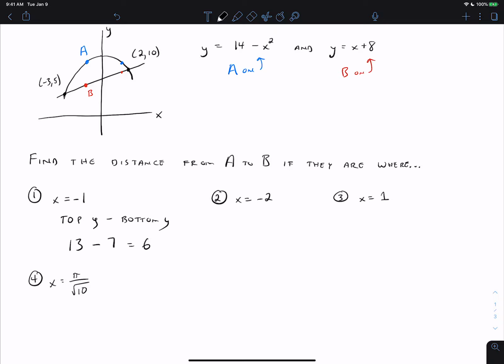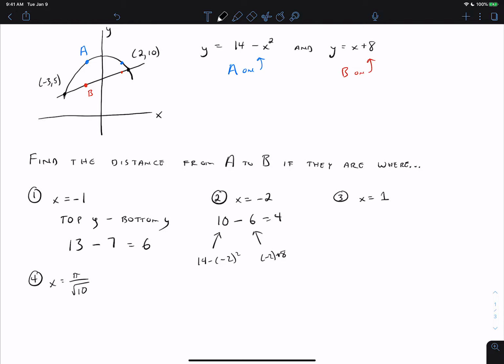Okay, so again, we're going to do the top y minus the bottom y. So for number 2, we want the y value at x equals -2 for point A. Well, point A is on the parabola, so I plug -2 into 14 minus x squared. That gets me 10. And then point B is on the line, and so I plug -2 into that, and I get 6. And then just so we're clear, the way I'm getting this is I'm doing 14 minus -2 squared. The way I'm doing this is I'm doing -2 plus 8. And so we get 4.